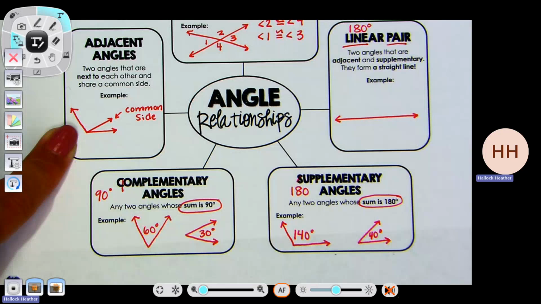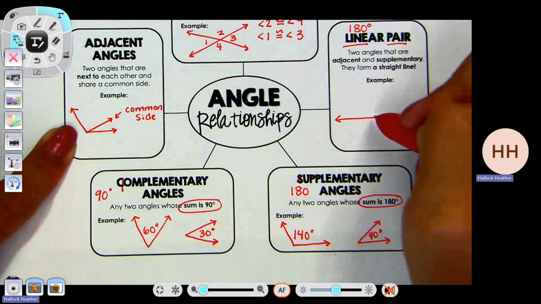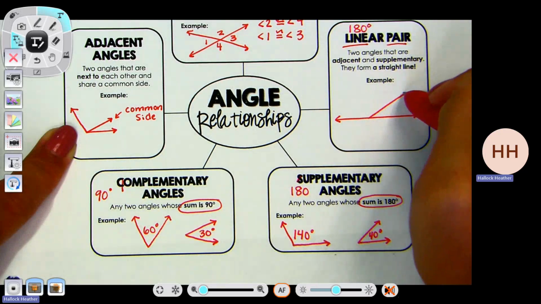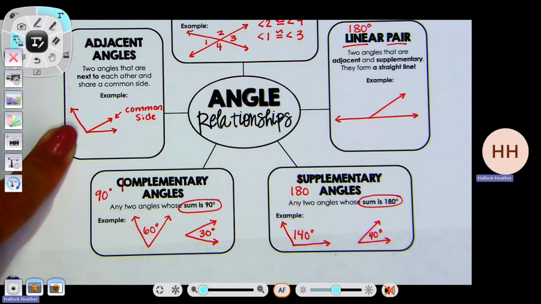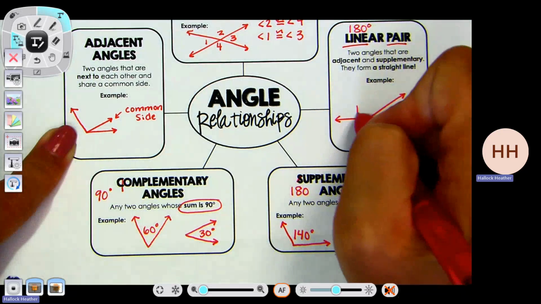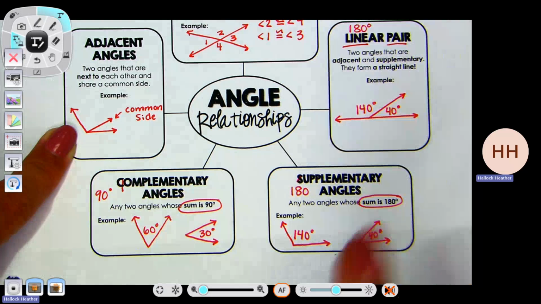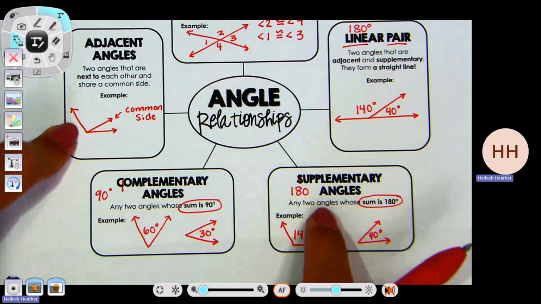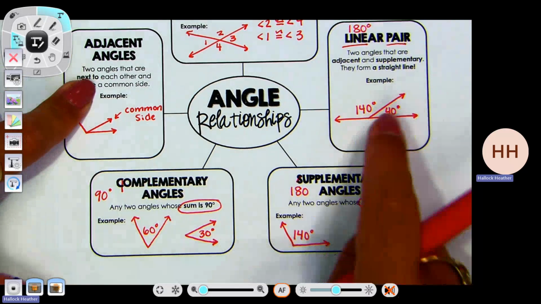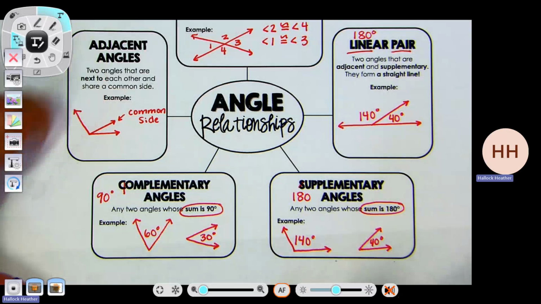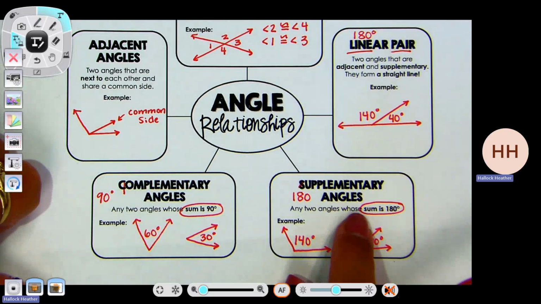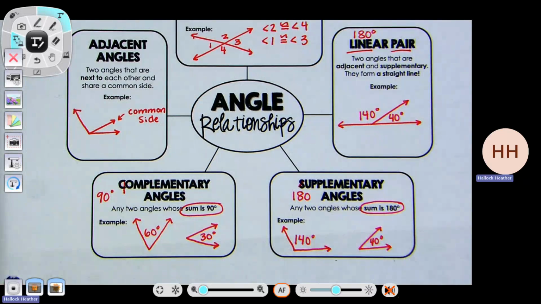So here's my 180. I need a pair of angles, so I'm going to draw just a little angle going out. And I can use the same numbers as the other picture. This could be 140 degrees. This could be 40 degrees. So it's literally smushing this vocab word with this vocab word. A linear pair is adjacent, and it's also supplementary. That's pretty much it.